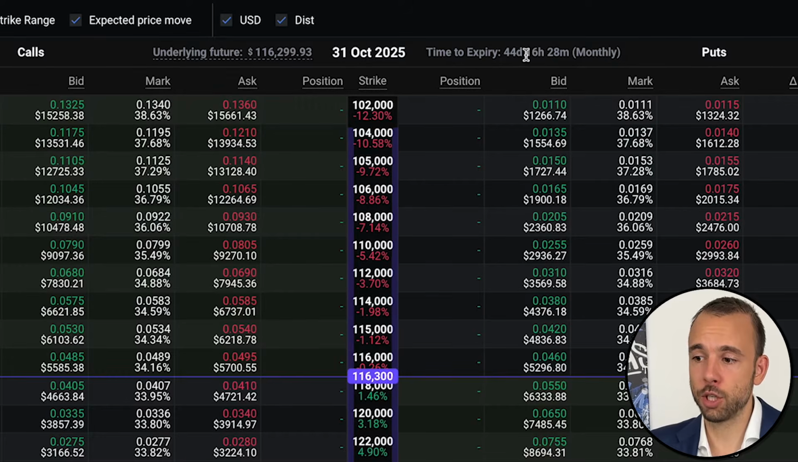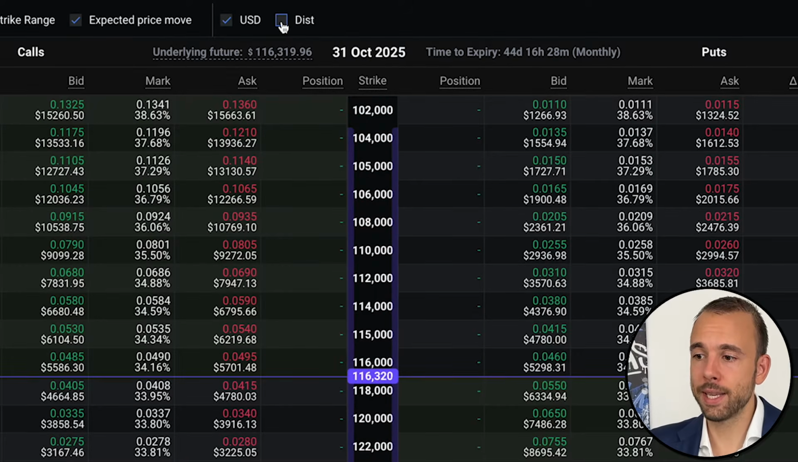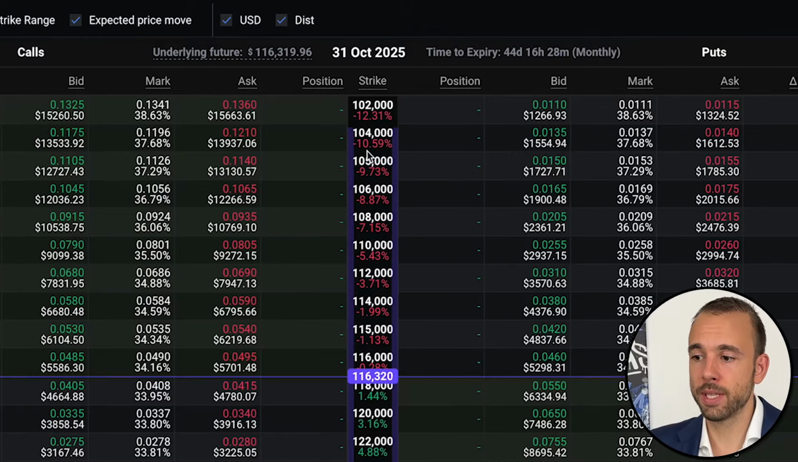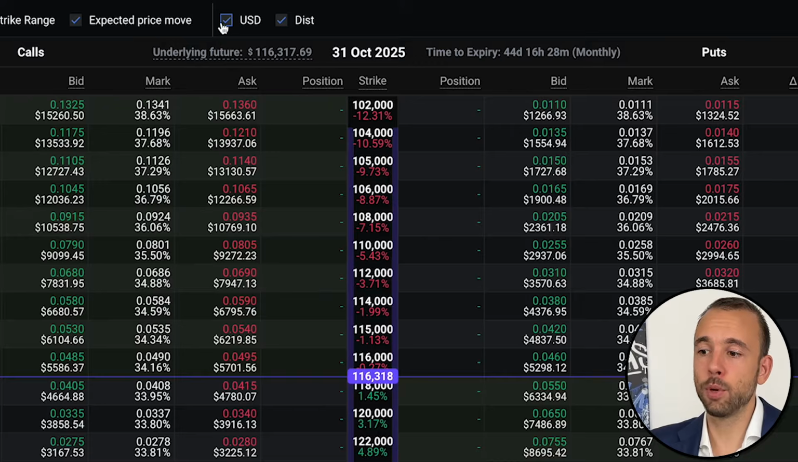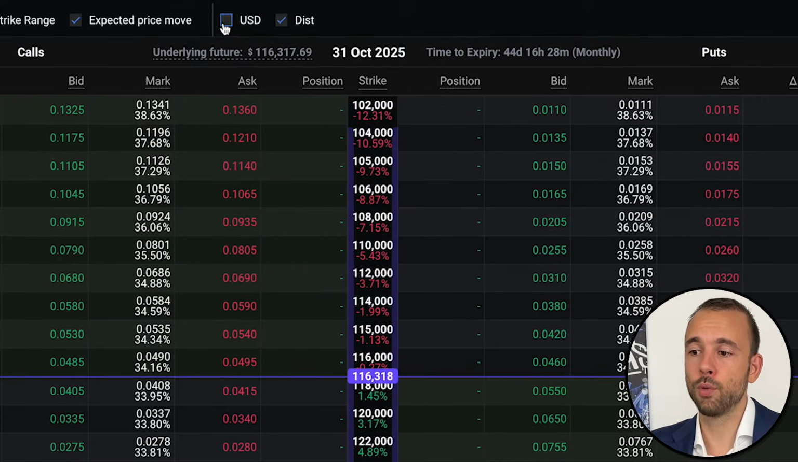Also, I can enable or disable the expected price move for this specific expiry date. I can also enable or disable the distance for each specific strike price from the current market price. And also I can enable or disable the USD value for these options.